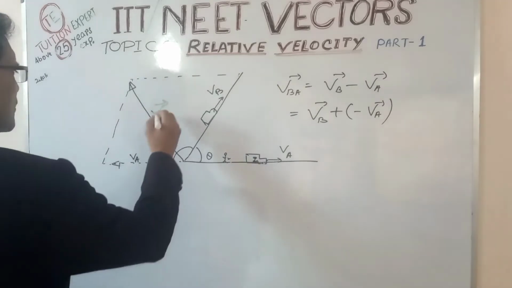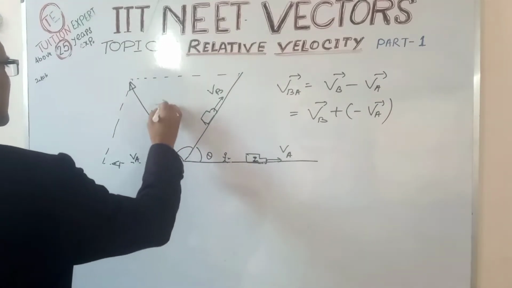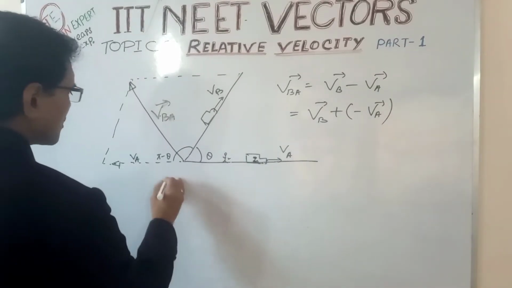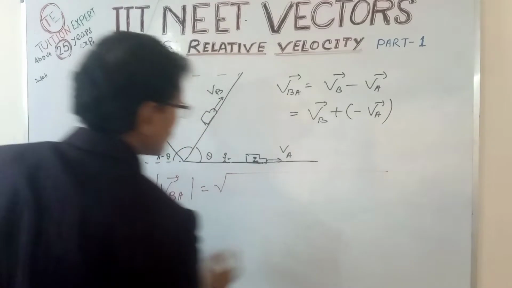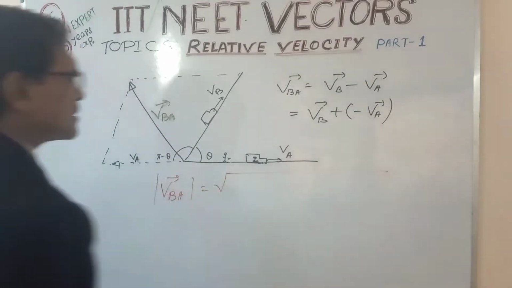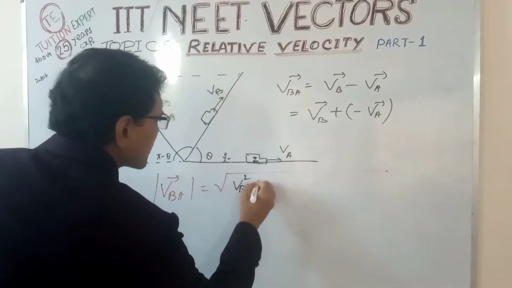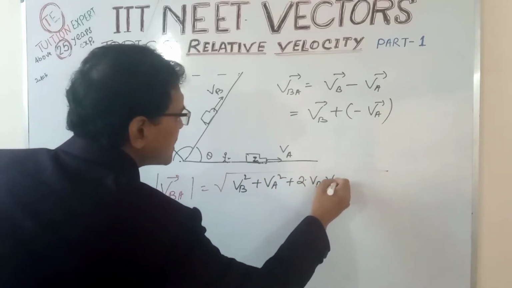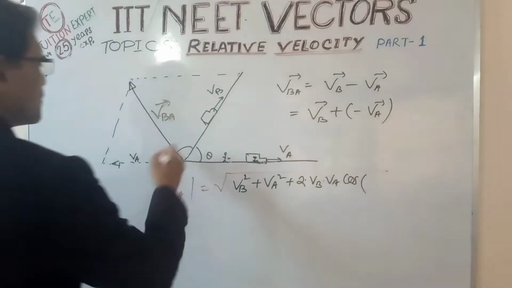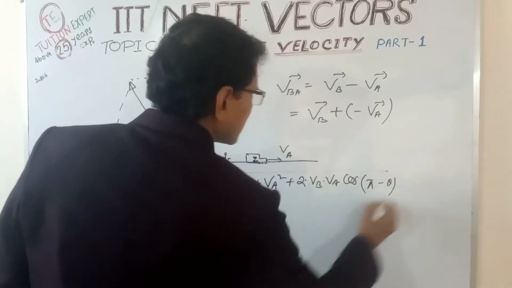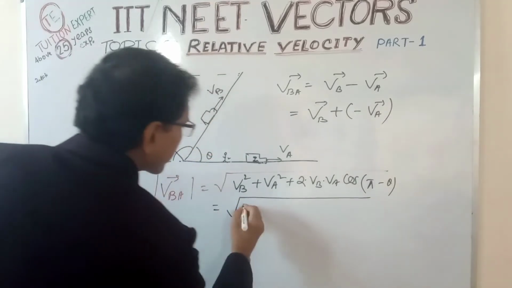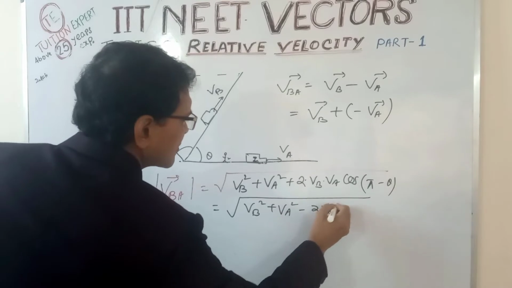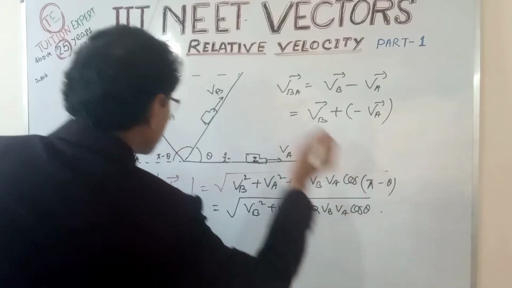This is VBA, direction VBA. So magnitude of VBA will be root over VB square plus VA square plus 2 VB into VA cos angle. Angle is pi minus theta, so cos of pi minus theta. So this is the magnitude.